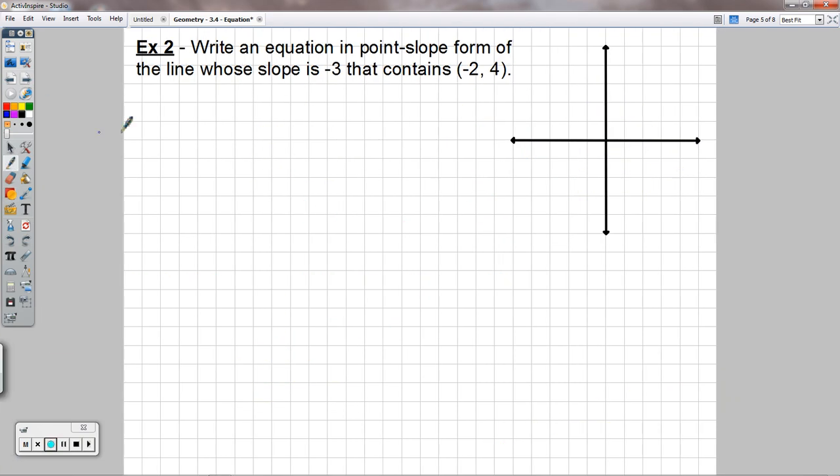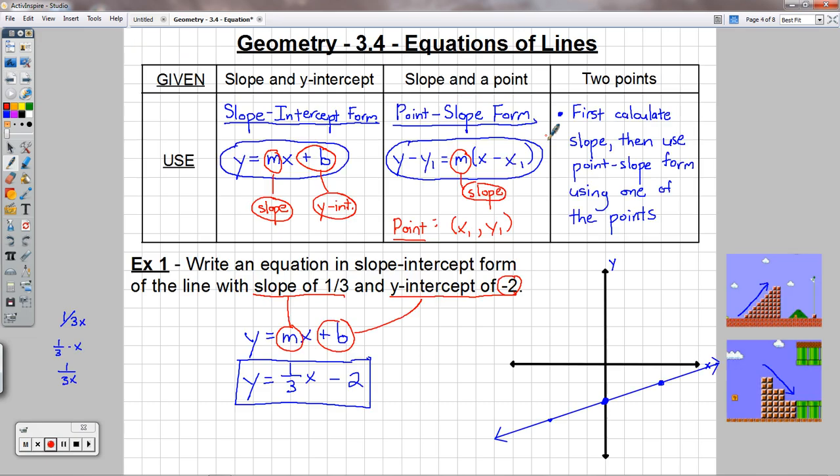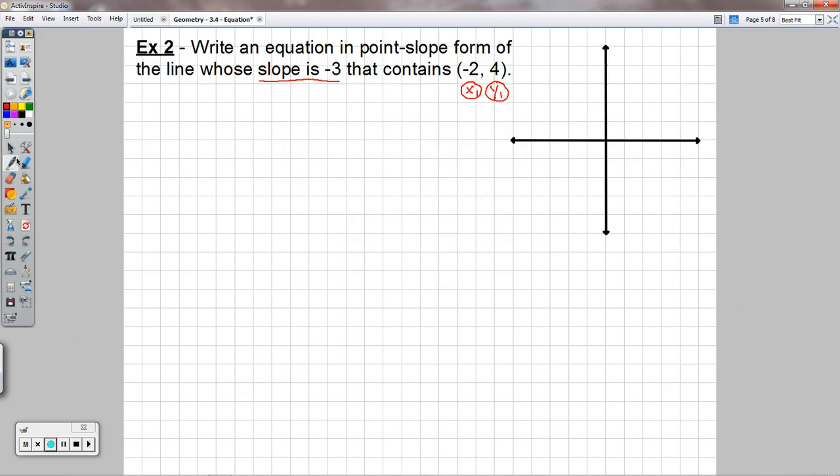Example 2. Write an equation in point slope form now, okay, of the line whose slope is -3. So they give me the slope, it's -3, and then they give me a point. So if they give me a point and they give me a slope, it's very easy to put it into point slope form. So we're going to write this general form out first. y minus y1 equals m times x minus x1. And I'm going to plug in the values that I'm given. I'm told that m is -3. I'm told that -2 and 4 is a point. So I plug that in for x1 and y1.